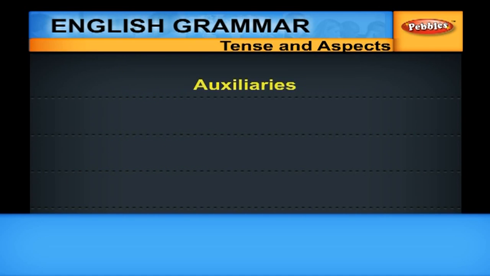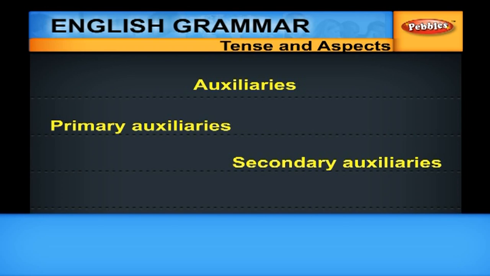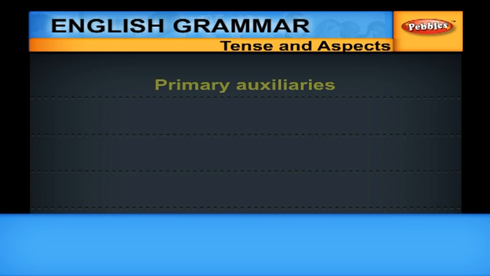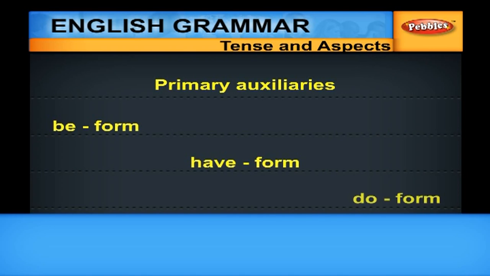Then, what about auxiliaries? They are broadly classified as primary auxiliaries and secondary auxiliaries. Secondary auxiliaries are generally known as modal verbs, and we will study about this later. What are the primary auxiliaries? We classify them under three headings: be form, have form, do form.